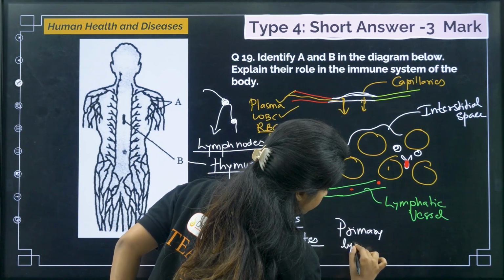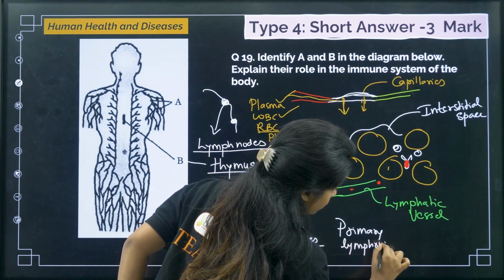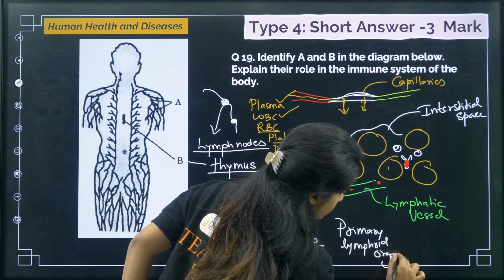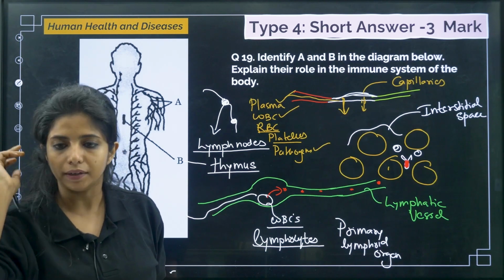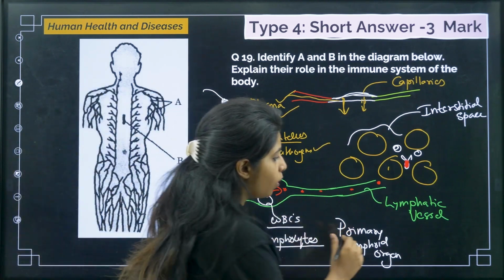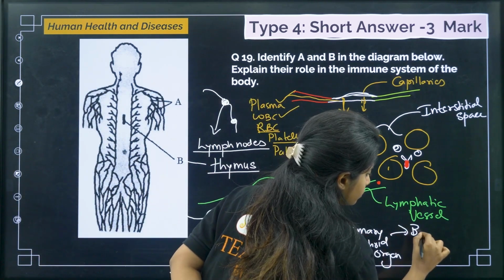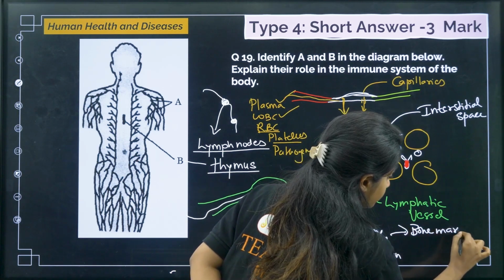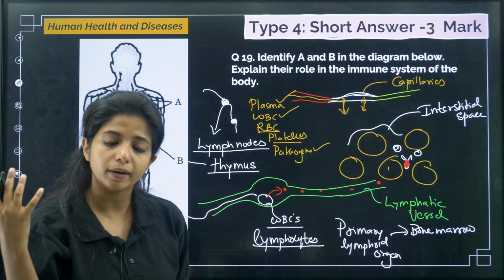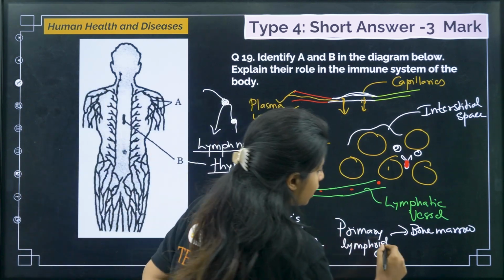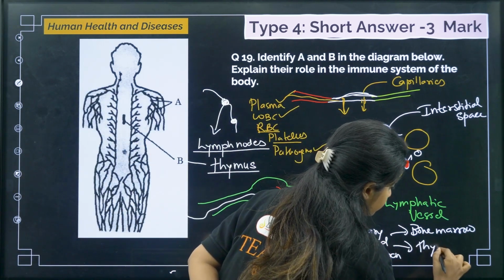Primary lymphoid organ is where your different types of WBCs, RBCs, everything are made. Okay. And one such example is bone marrow. Okay, inside our bones there are areas which are known as bone marrow, where all our blood cells are made. Another example is thymus.